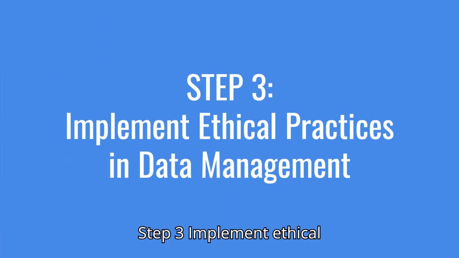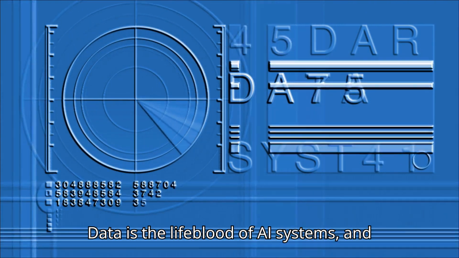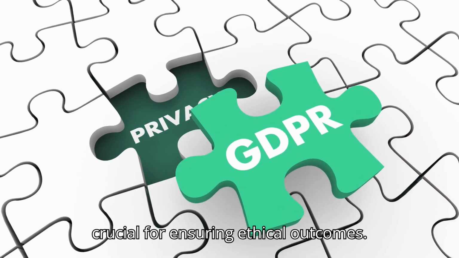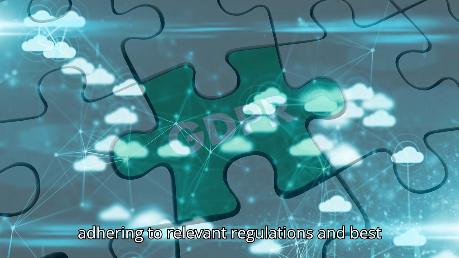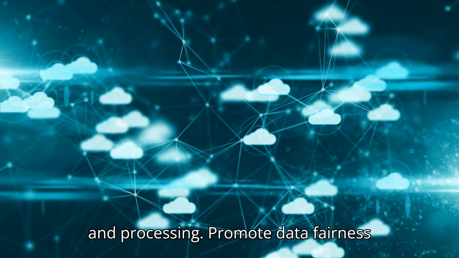Step 3. Implement ethical practices in data management. Data is the lifeblood of AI systems, and responsible data management practices are crucial for ensuring ethical outcomes. Ensure data privacy and security by adhering to relevant regulations and best practices for data collection, storage, and processing.